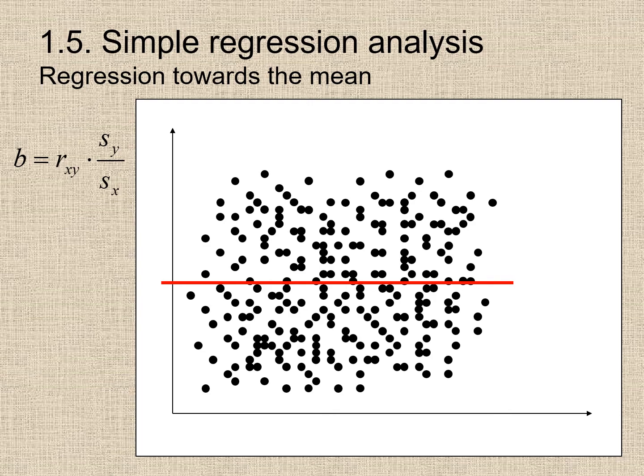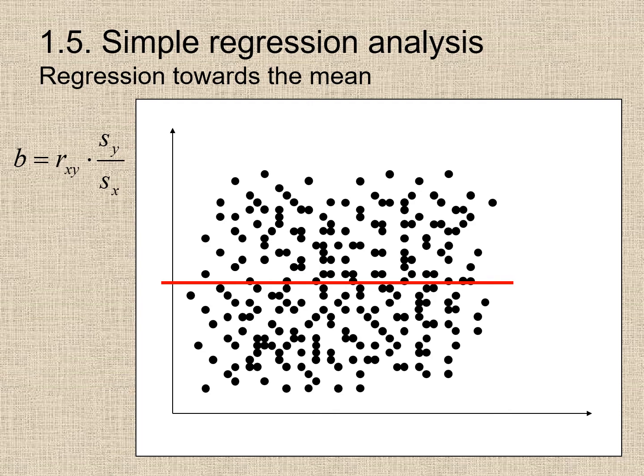Does that sound sensible? Does it sound sensible to ignore the value on the independent variable? Yes. Because if there is no association, it doesn't tell us anything about what value this person might have on the dependent variable. It gives us no information whatsoever, and therefore we ignore it. And instead we always predict that the person will have a value that equals the mean.